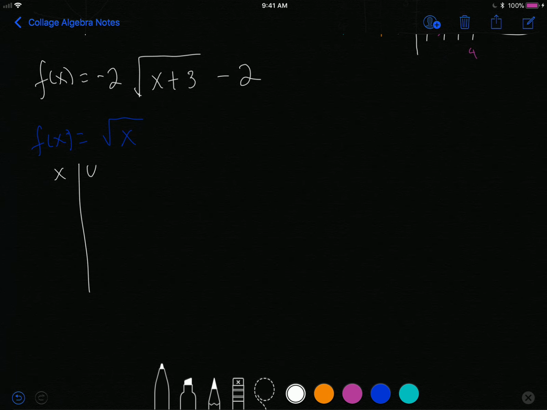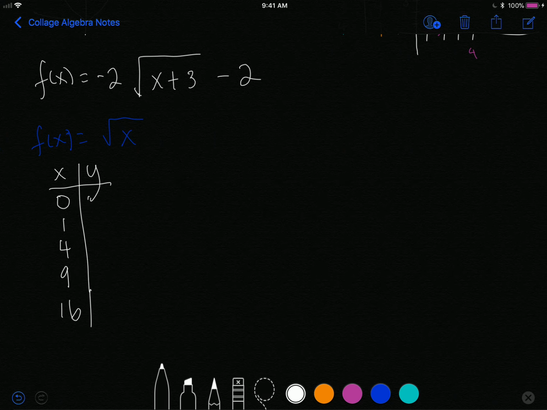x, y, is a little bit complicated, so let's make our life simple. 0, 1. I'm going to skip 2 and 3 because I don't know the square root of those. I'm going to go to 4. I'm going to skip 5, 6, 7, and 8. I'm going to go to 9. And then I'm going to go to 16. I don't use any negative numbers because you cannot take the square root of a negative number.